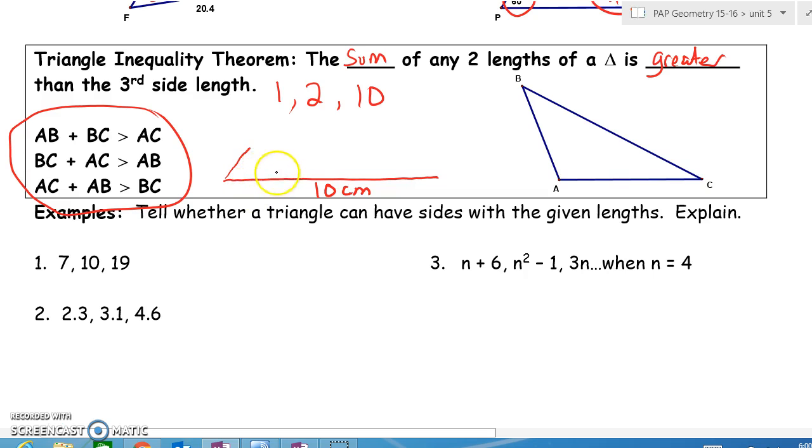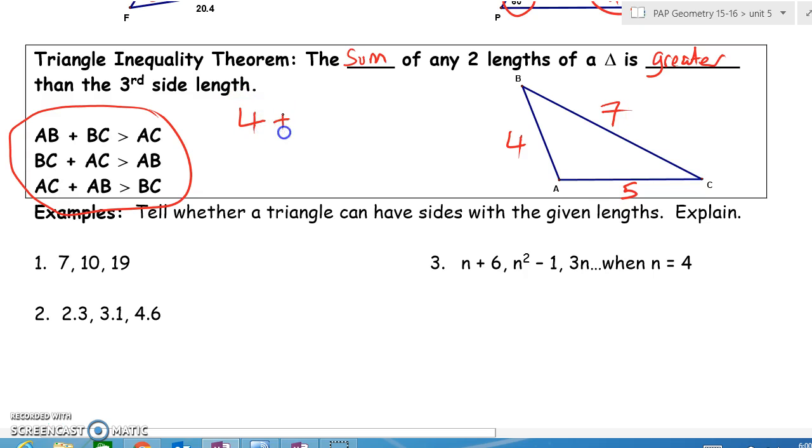If I draw my final side, which has to be 1 centimeter, like this, you can see it doesn't reach to the other side. And the reason this doesn't work is because if you look at these two sides right here, 1 plus 2 is not greater than 10. That just doesn't work. So let me give you an example of one that does work: let's say this was 5 centimeters, this was 4 centimeters, and this right here was 7.